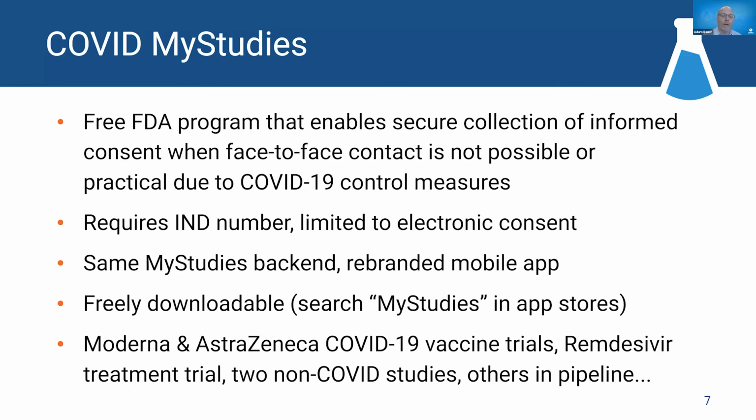Both the Moderna and the AstraZeneca COVID-19 vaccine trials are using the system for electronic consent. There is a remdesivir treatment trial also in the mobile app. And then there are a couple of other studies that are not COVID studies themselves, but of course, any study at this time can have problems collecting informed consent from patients in general. So a couple of other non-COVID studies are using the platform, and there are quite a few others in the pipeline right now that will be showing up in the app.